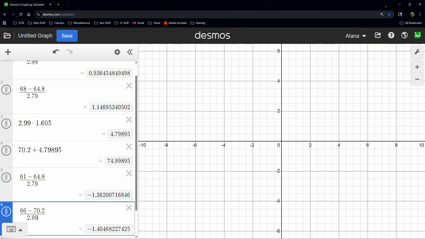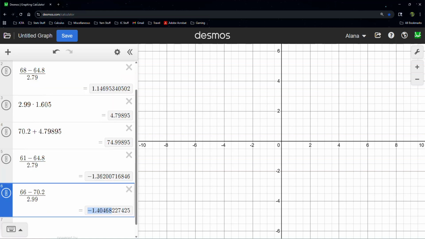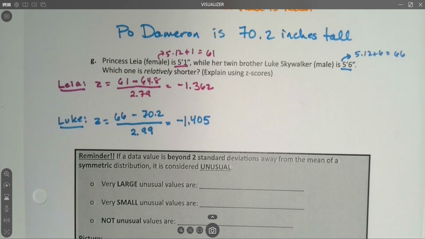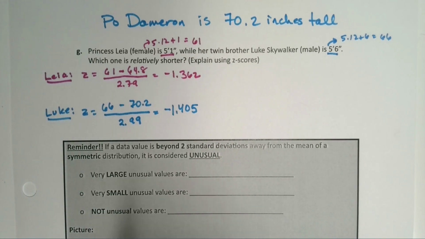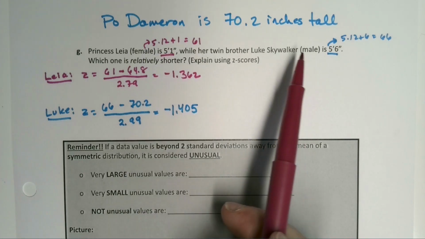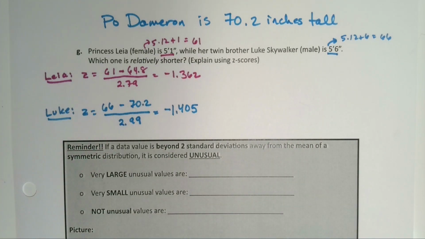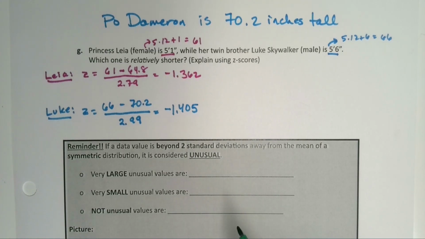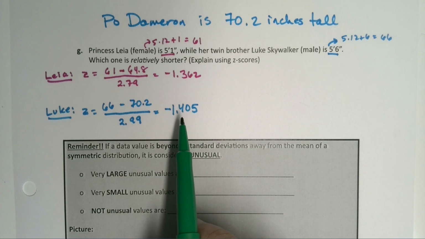Okay, so his z-score is negative 1.405, because that 6 would round that 4 up. And then she is negative 1.362. Now you'll notice they're both negative because they're both short, right? So the question becomes, who is relatively shorter? Absolutely shorter is her. In relation to the group, she is short. When you stand the two of them next to each other, she is shorter. But if you compare to the group, who is shorter? Well, he is, because he's further to the left.